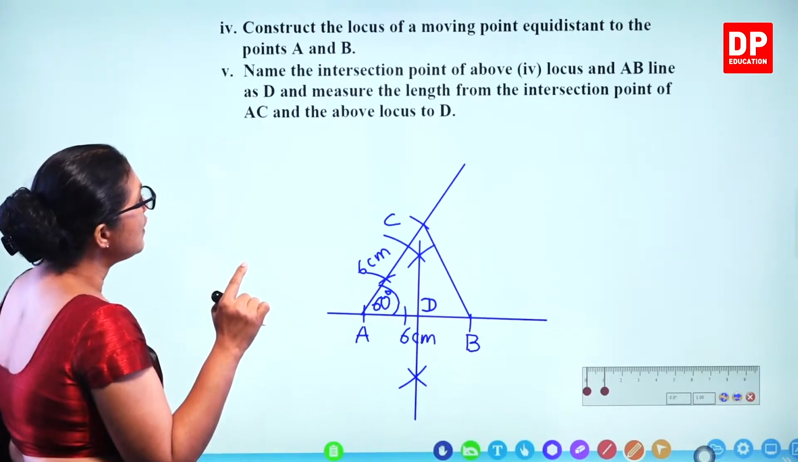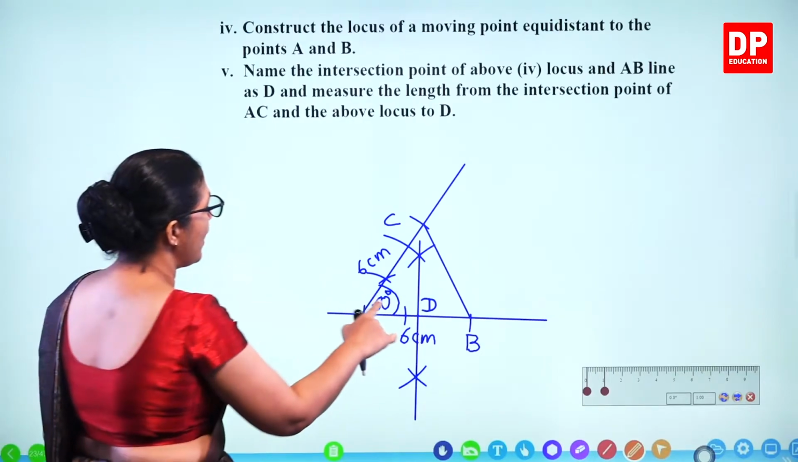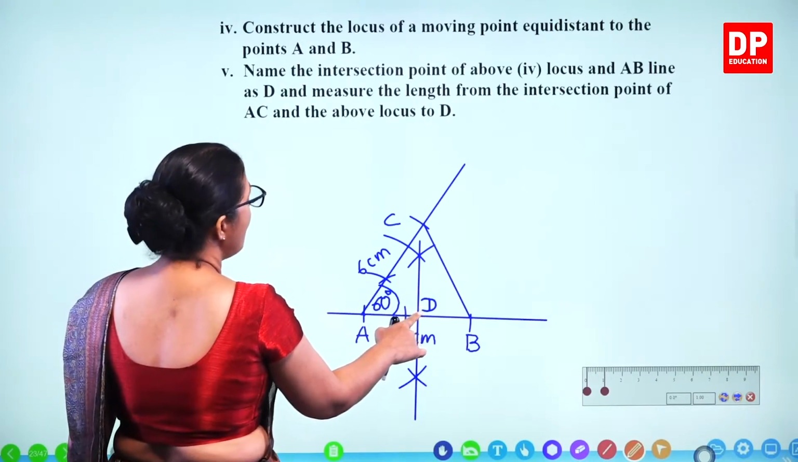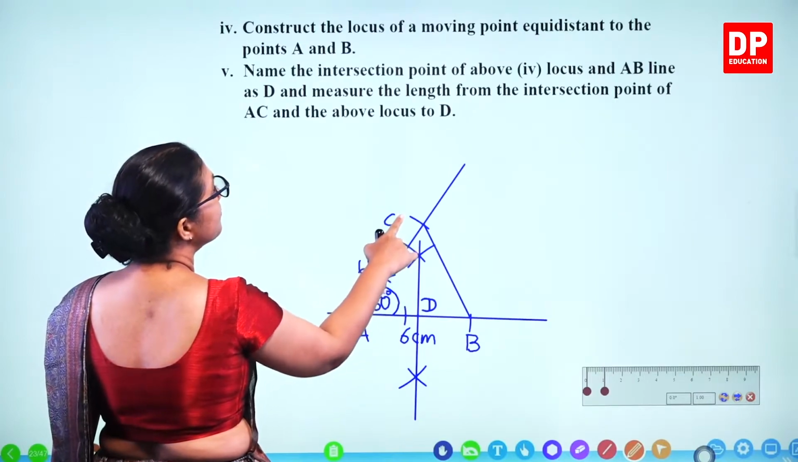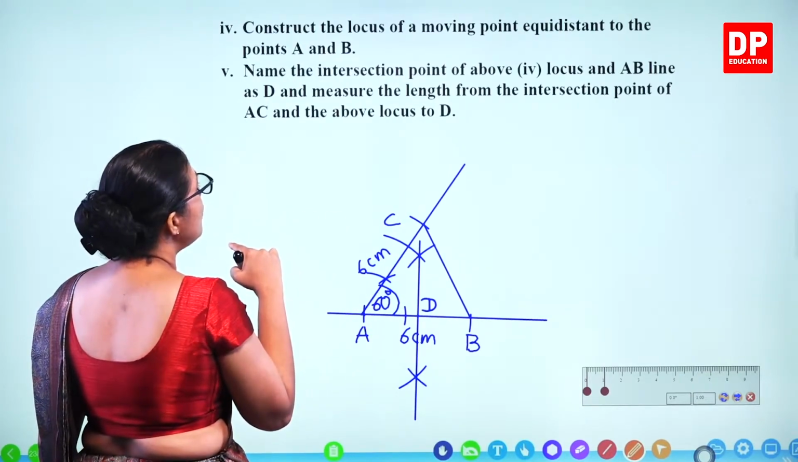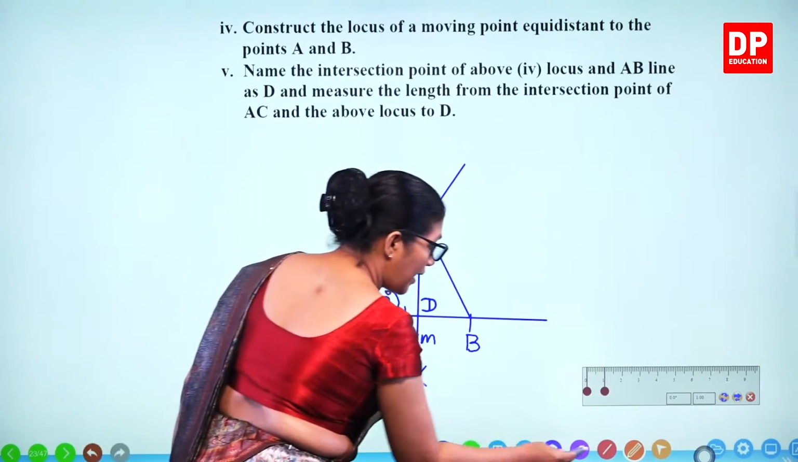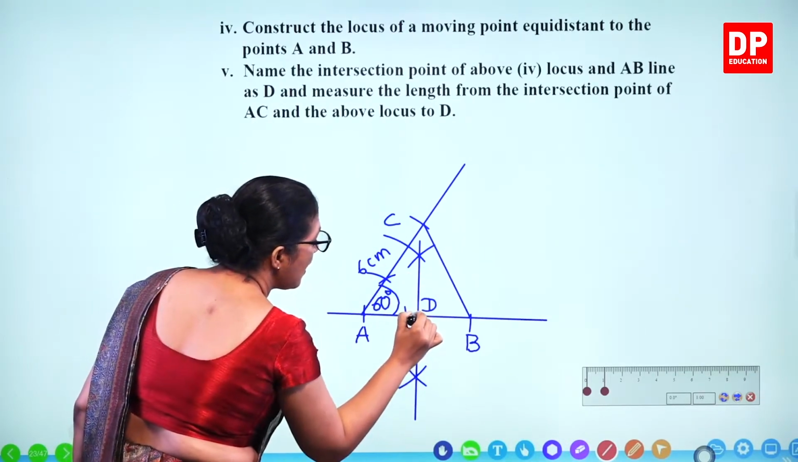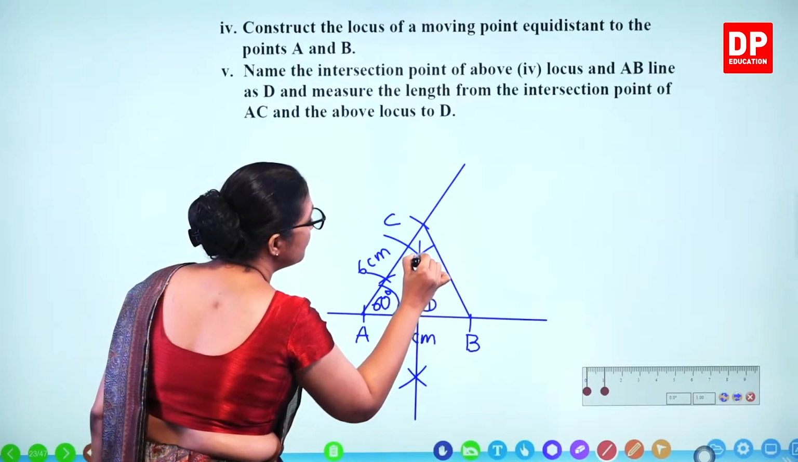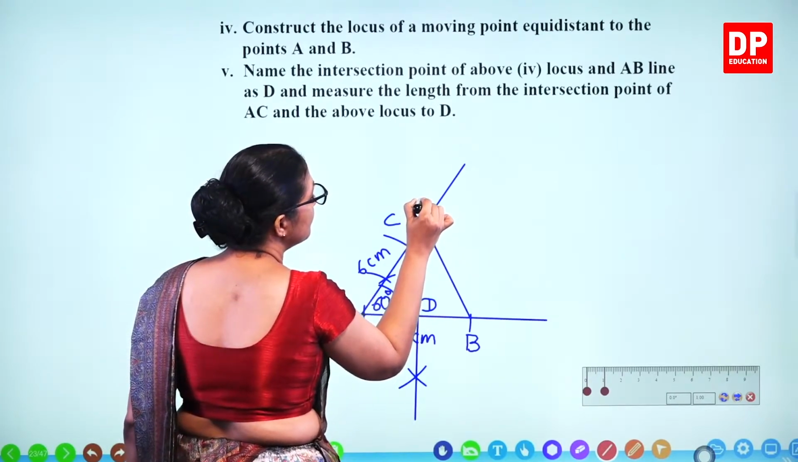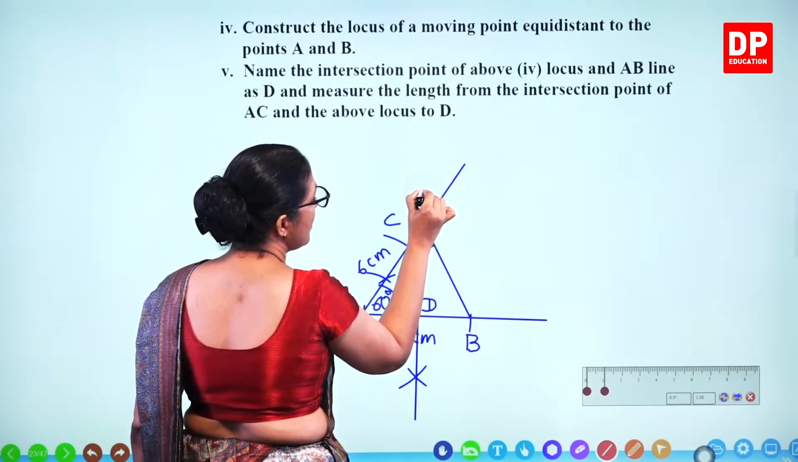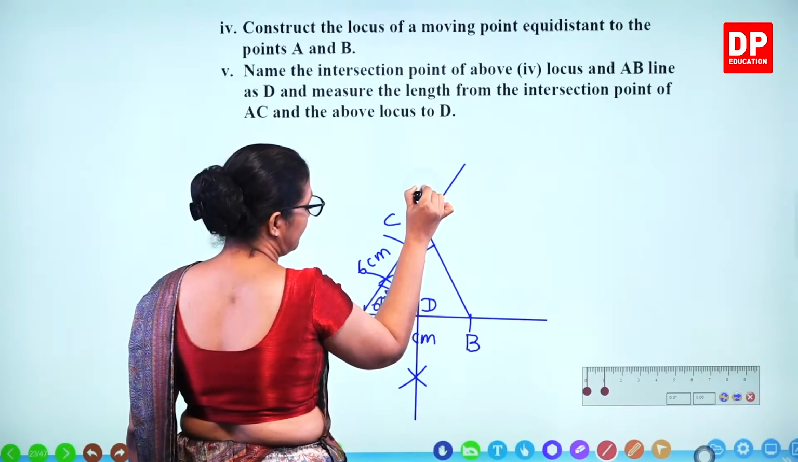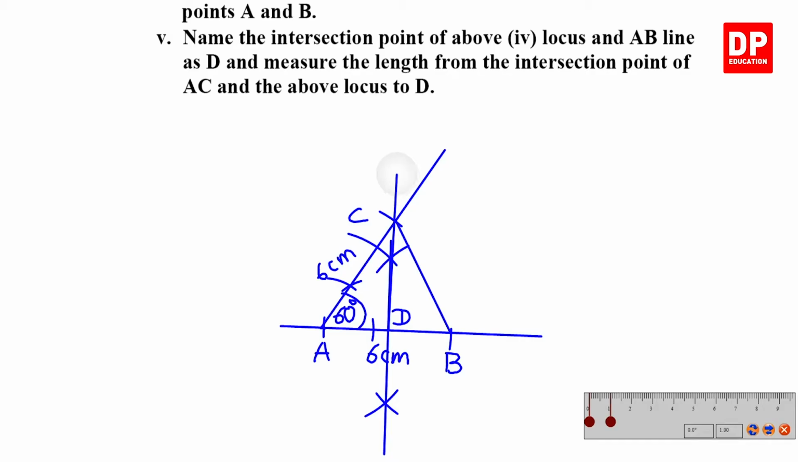And measure the length from the intersection point of AC and the above locus to D. So we'll extend the line here. From here we'll do. So you are getting this point, passing through the C point.